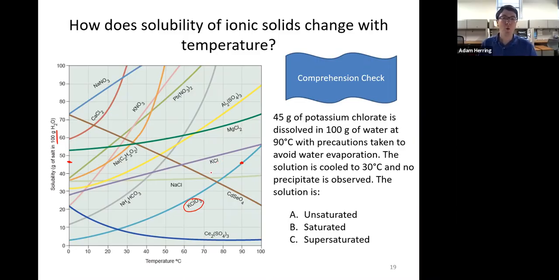However, we cool that solution down to 30 degrees. At 30 degrees, only 10 grams could be dissolved. However, since we formed no precipitate, that means all of the previously dissolved potassium chlorate is still dissolved, and our solution would be supersaturated.